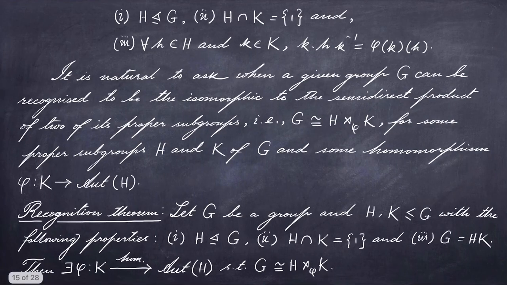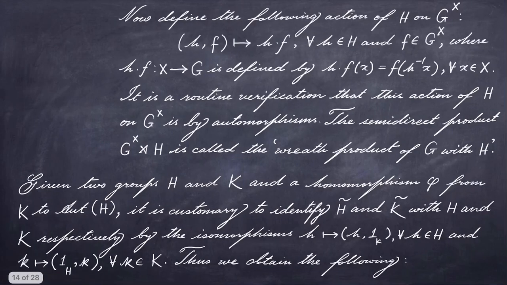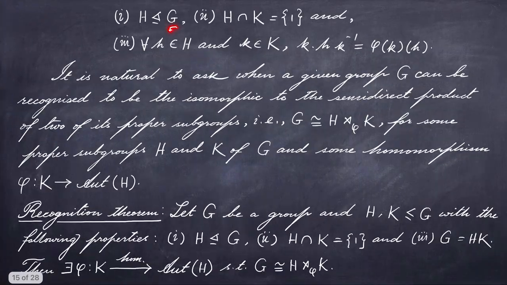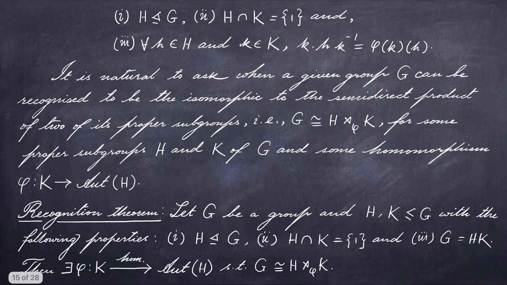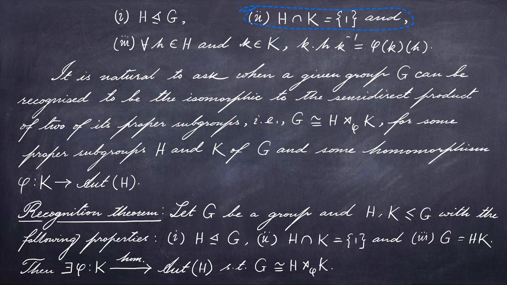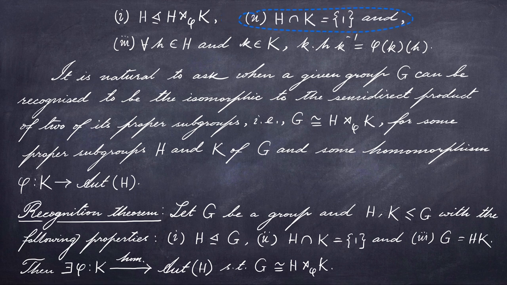After this identification, the previous conditions look like this. Now H is a normal subgroup of G. Here G is the semi-direct product. Maybe I should make a change here: instead of saying this, let me just write phi_k. So here G is the semi-direct product.